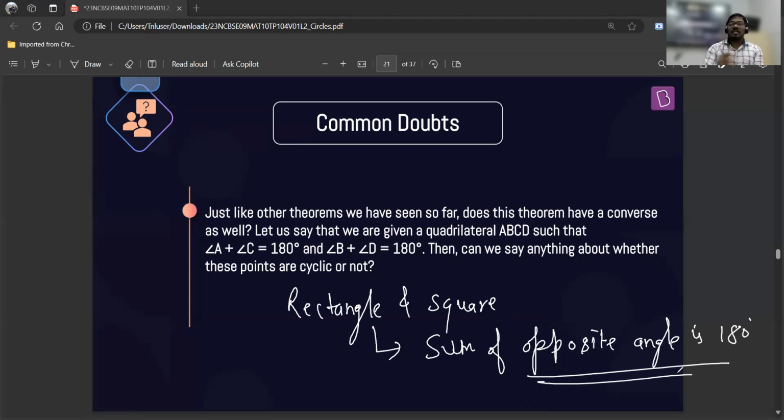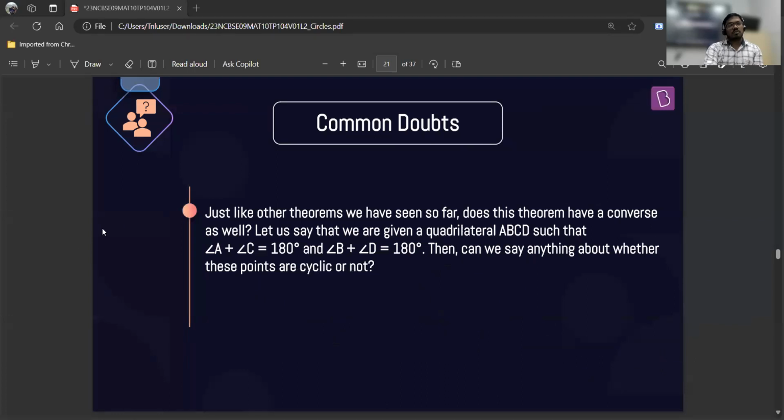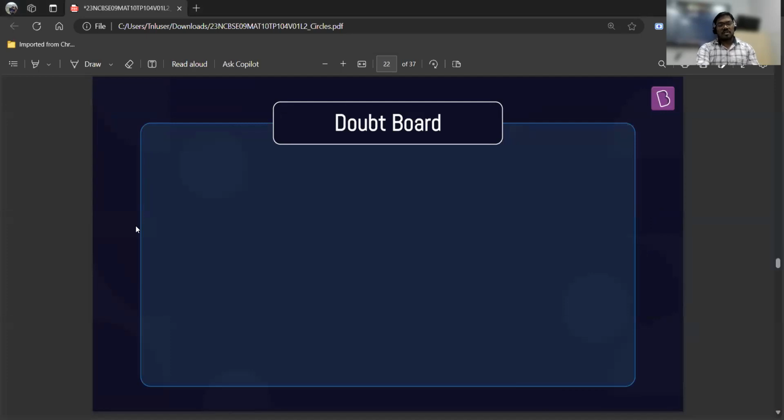But anything else we have, they are not cyclic, right? You can say simply, rectangle and square are the only quadrilaterals that are cyclic from this point of view. So if the sum of opposite angles is 180, then we can say that these four points A, B, C, D are concyclic, a cyclic quadrilateral. So yes, in short, its converse part is also true. Okay. So is there any doubt to anyone till now? Anybody?